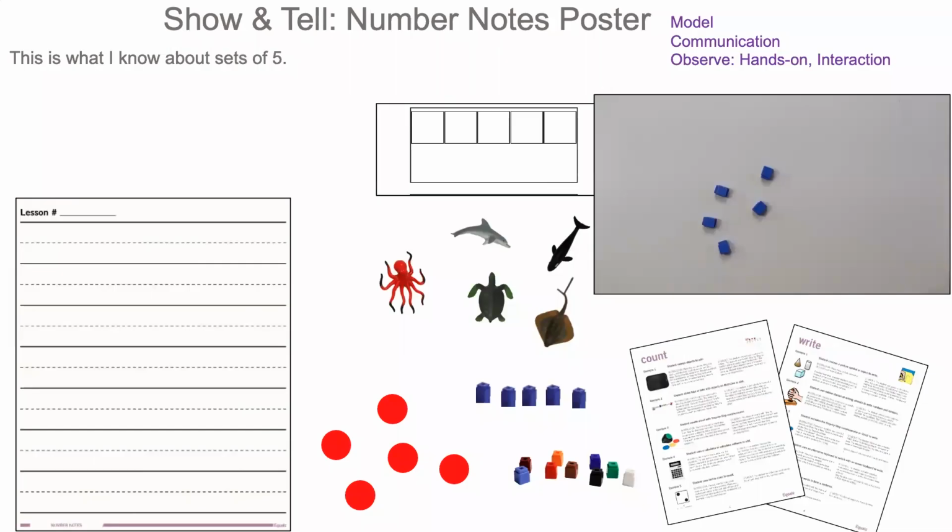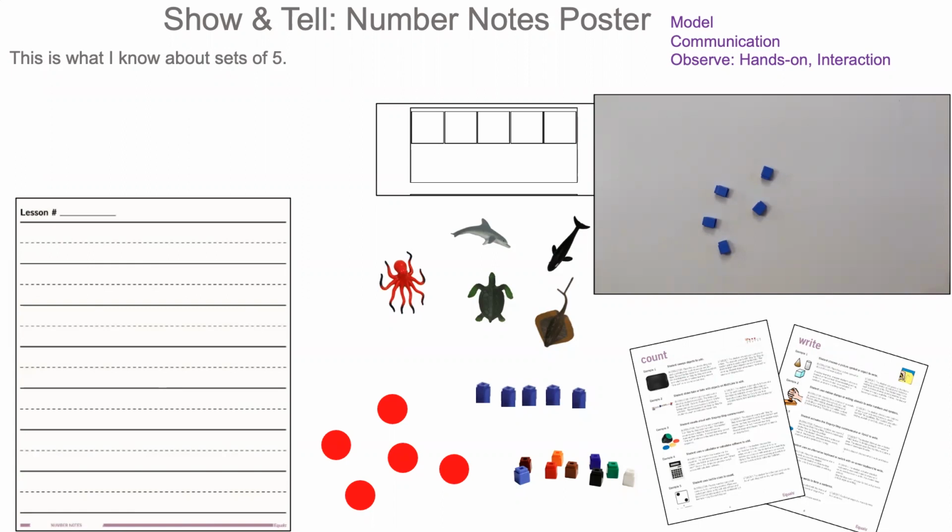The last activity on this page is show and tell. The number notes poster is used to model how to communicate thinking and learning as it's related to the lesson objective. The structure of the lesson activity is broken up into 3 paragraphs.